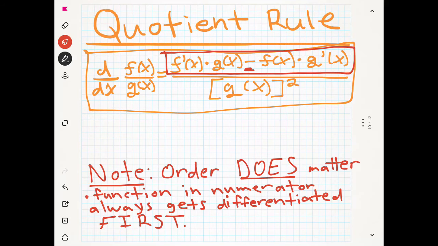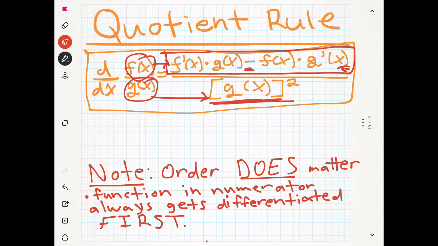The order is the numerator will always be differentiated first, and the denominator will always be differentiated second, so after the subtraction sign. And the other thing you need to pay attention to is obviously this denominator part for the formula of the quotient rule. Basically, the denominator is taken and then squared to become the denominator for the quotient rule for finding the derivative. So those are the main differences and similarities.